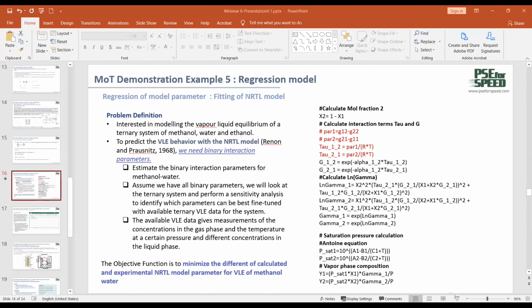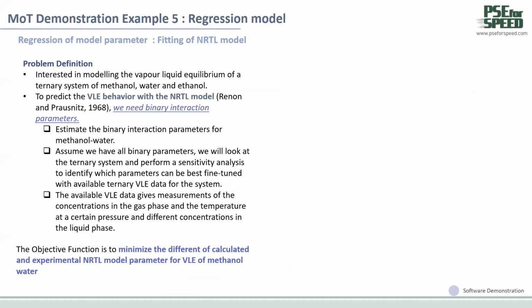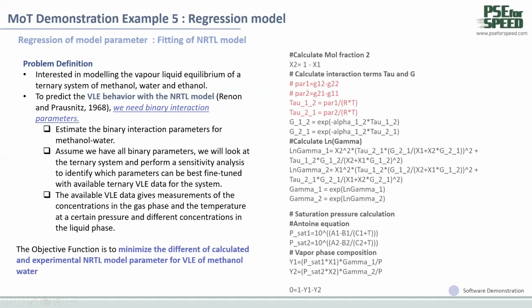Okay. Example 5 is the regression model for the parameter fitting of the NRTL model. The equations of the NRTL and VLE calculation are given on the right-hand side here. Tau 1,2 and tau 2,1 used in the equations are the NRTL model parameters that are to be estimated through regression using the measured VLE data.